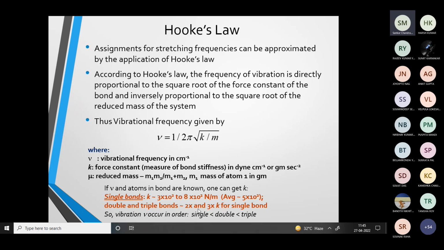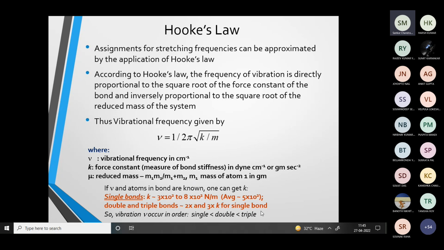This is for double bond and triple bond. For a double bond it is multiplied by 2, for a single bond it is 8, and for a triple bond multiplied by 3. So the vibrational frequencies occur in the order: single bond less than double bond, and double bond less than triple bond.